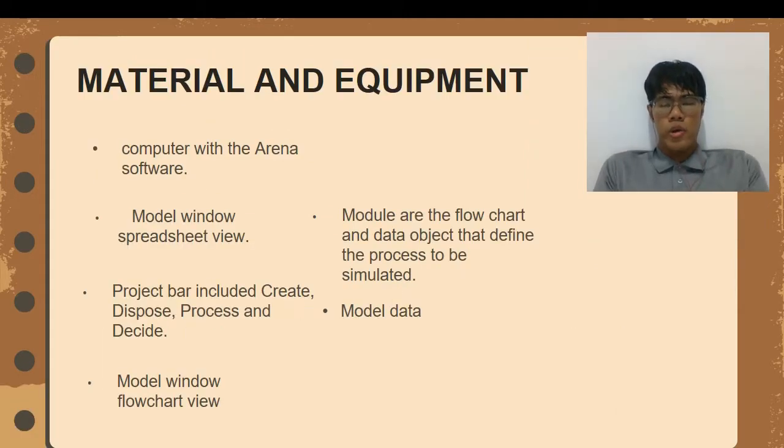Our materials and equipment are a computer with the Arena software, model window spreadsheet view, and modules, which are the flow chart and data objects that define the process to be simulated. The project bar includes create, dispose, process and decide. Model data and model window flowchart view.